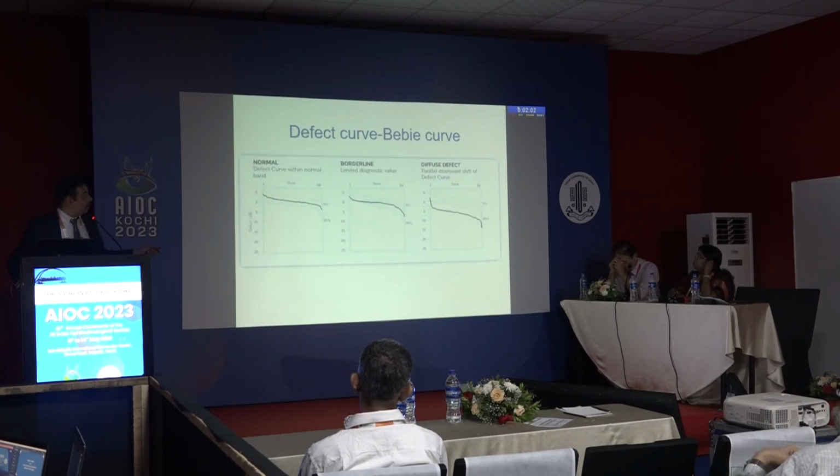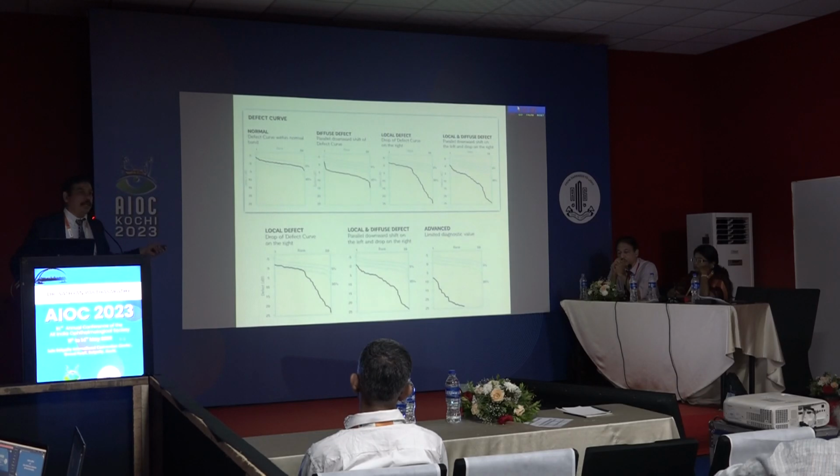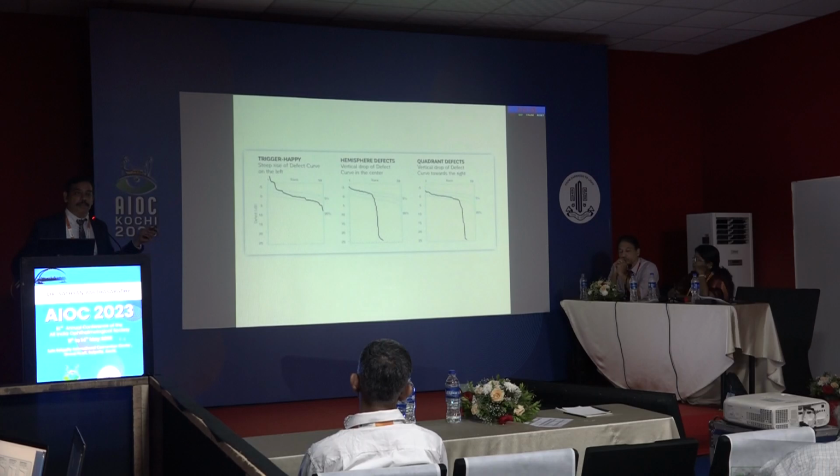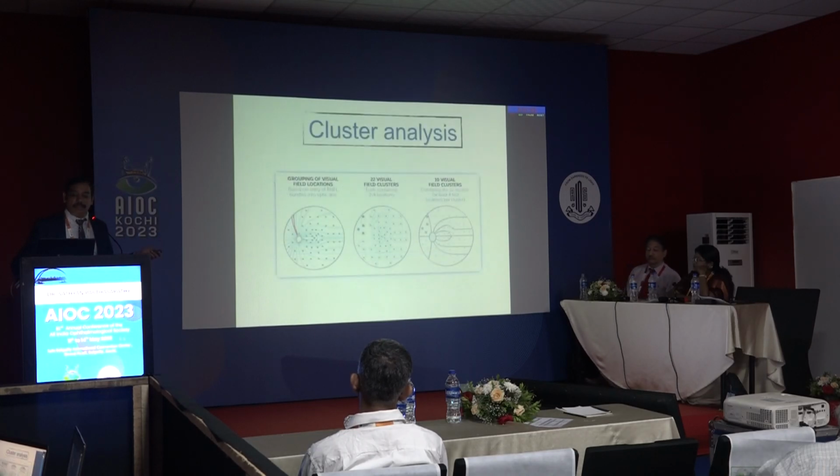So this defect curve will give us a lot of information on whether it is normal, borderline or diffuse. And with that information, we can pick up what kind of a problem the patient has, whether the patient has a local defect or a diffuse loss. Everything can be taken up.